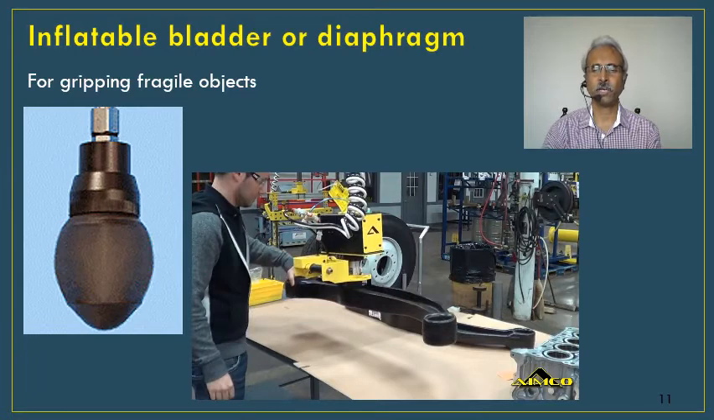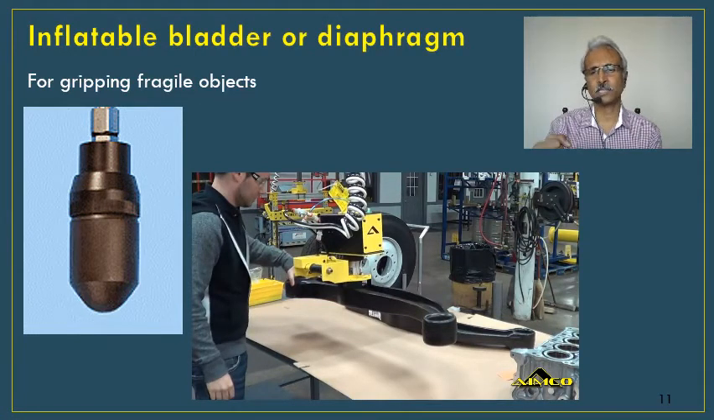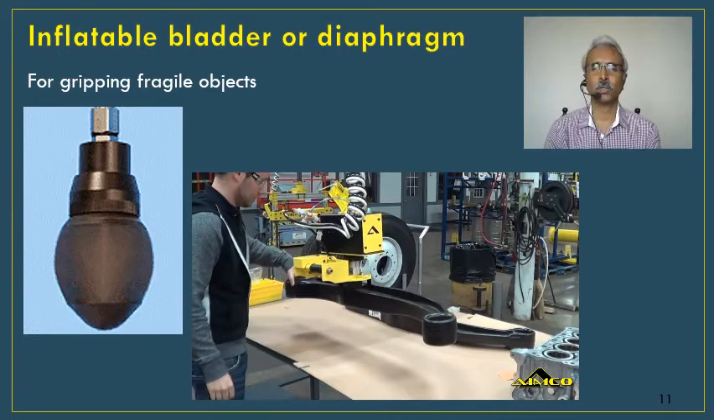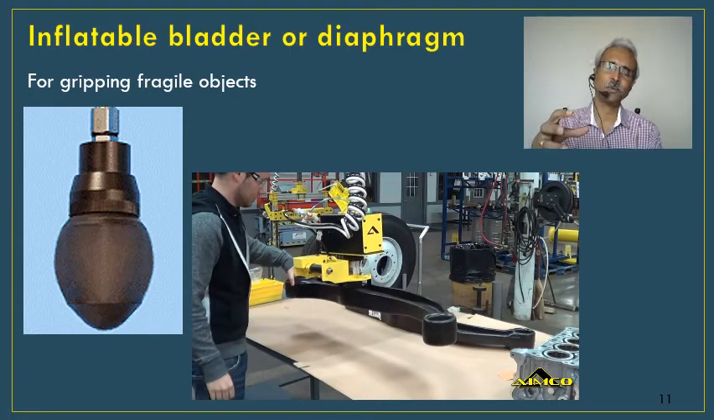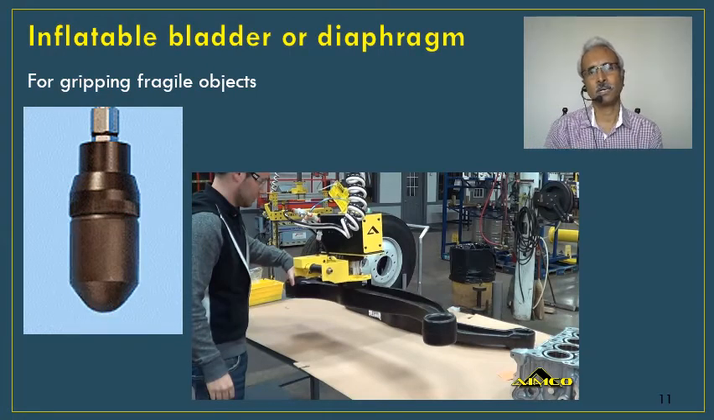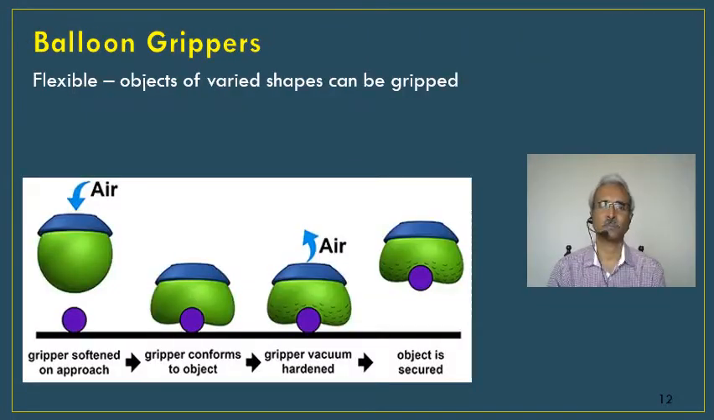Right, you saw the video. So there is no finger or anything. So just insert it, expand it, and you are able to handle it. Of course, in this video, it is not a fragile object, but it's a slightly bigger object. It's very difficult to handle it using a conventional gripper. They found this inflatable bladder as a convenient solution.